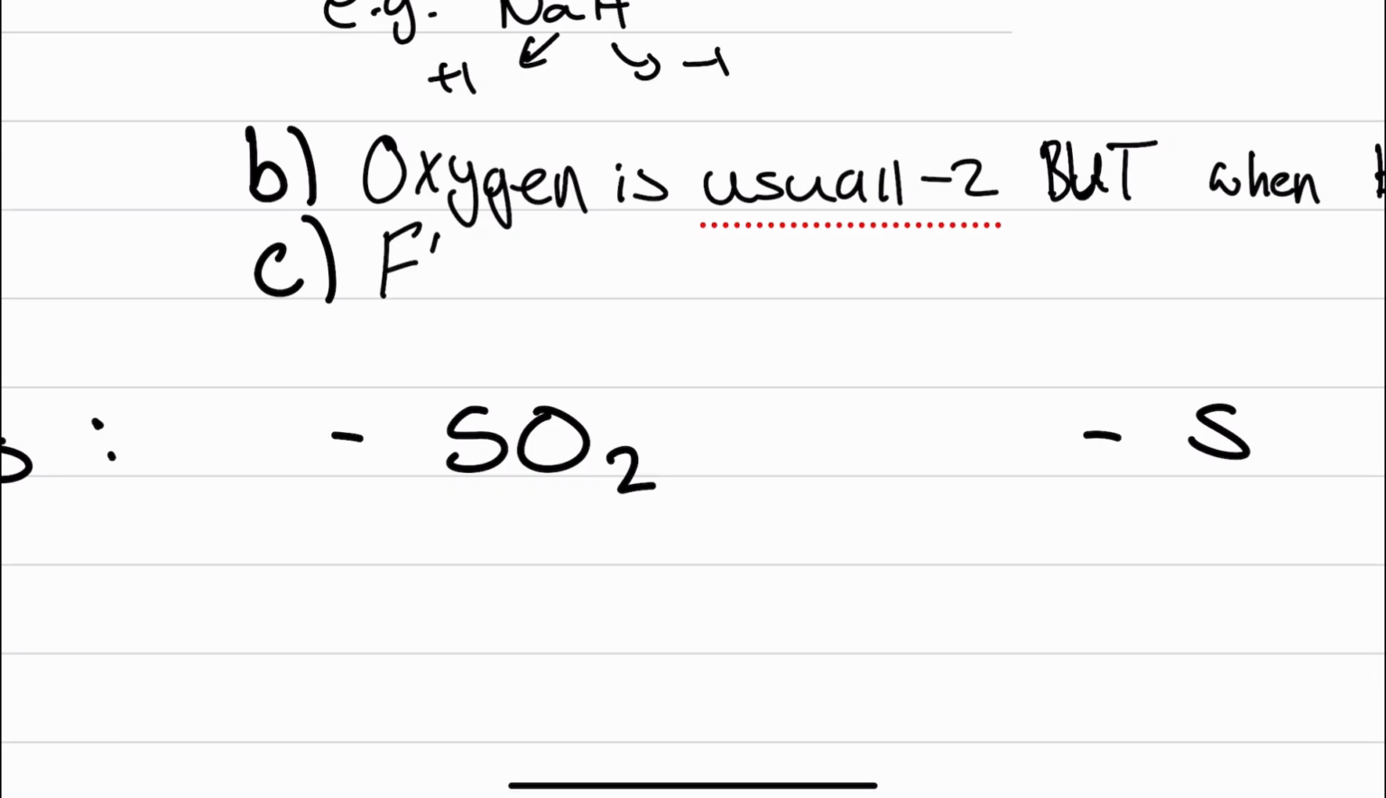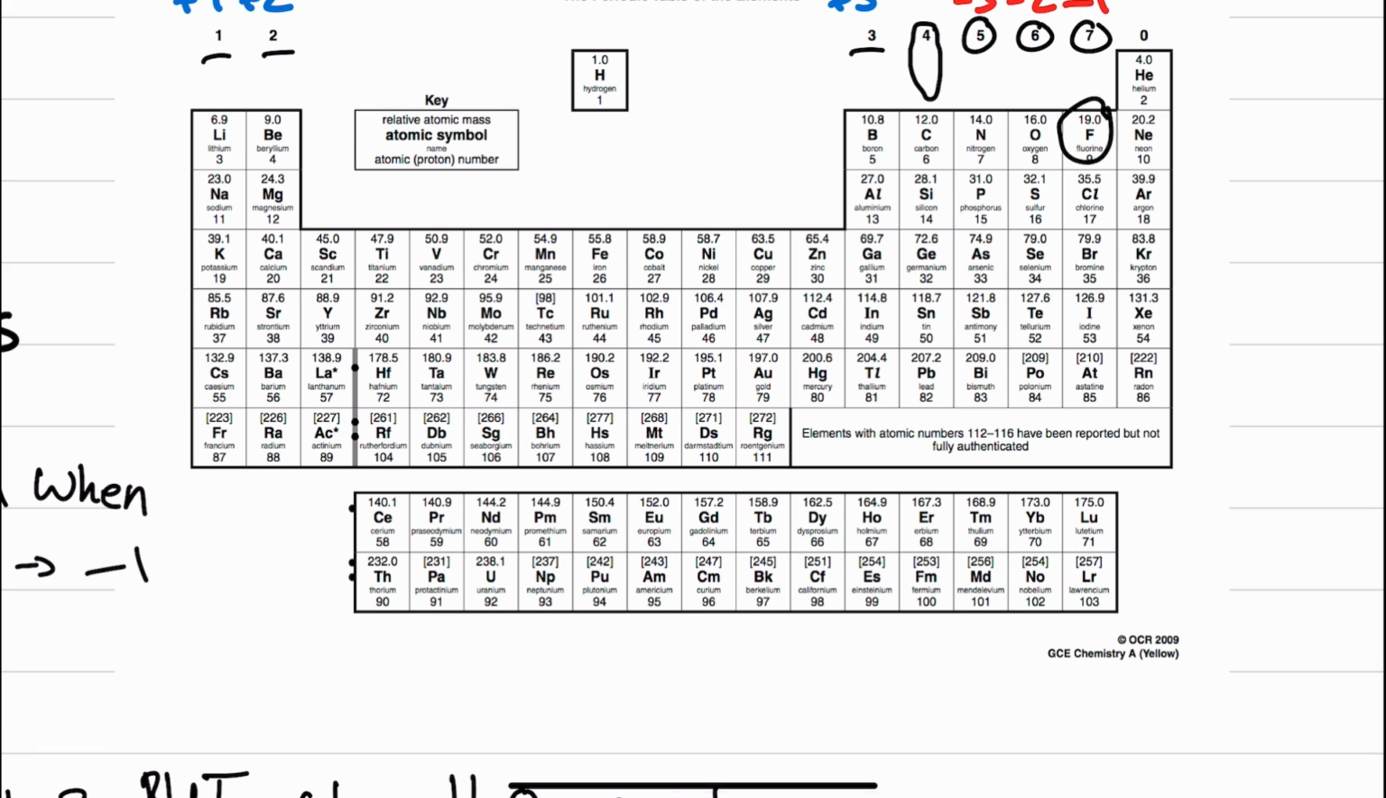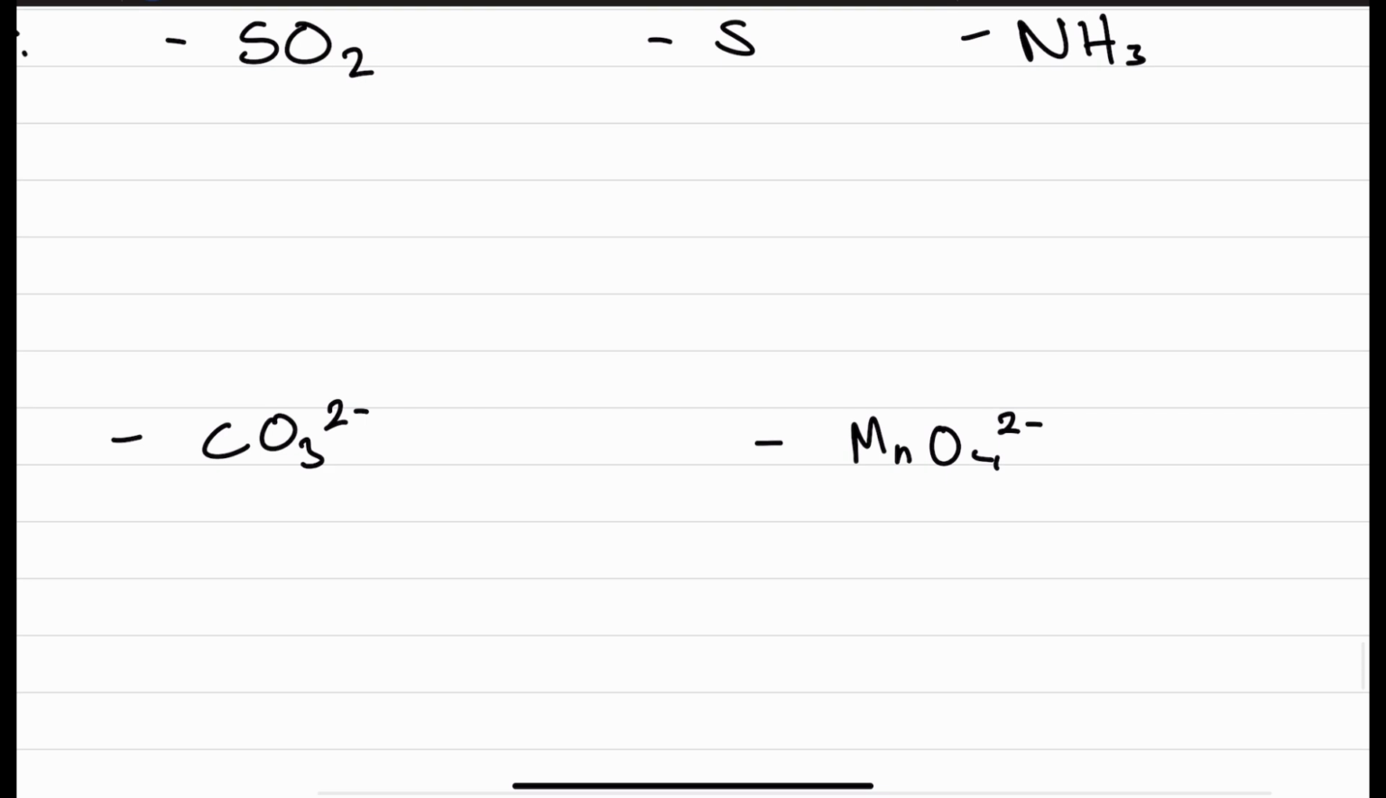Lastly, fluorine is always -1, no matter what. Fluorine will always be -1. Now, this is not really an exception to the rule, more so a rule itself. Now, here are some examples that we'll go through together.